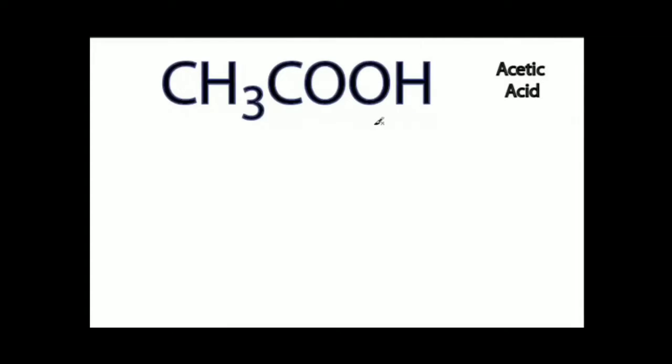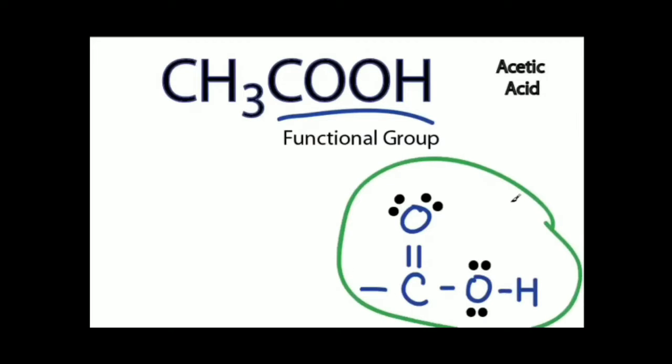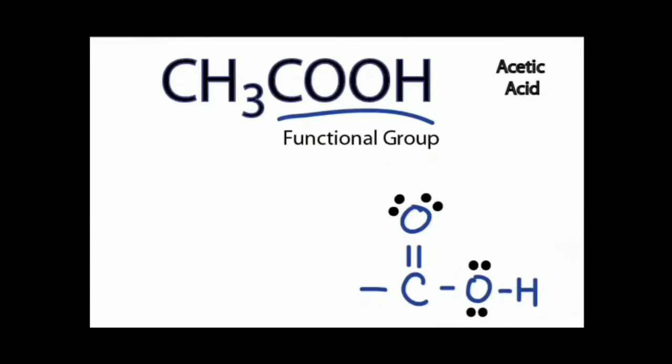Now let's draw the acetic acid structure. The key to drawing this structure is this COOH right here, which is what we call a functional group. It's actually a pretty common functional group in organic chemistry. So whenever you see COOH, you know it's going to look like this right here. We can attach that then to the rest of this up here, this CH3. So I'll put the C right here and the H's around it.